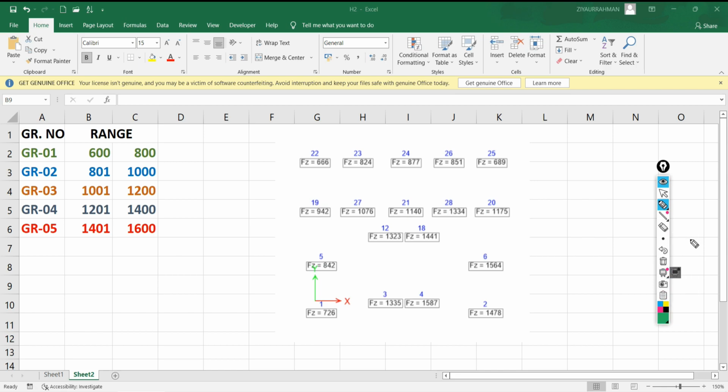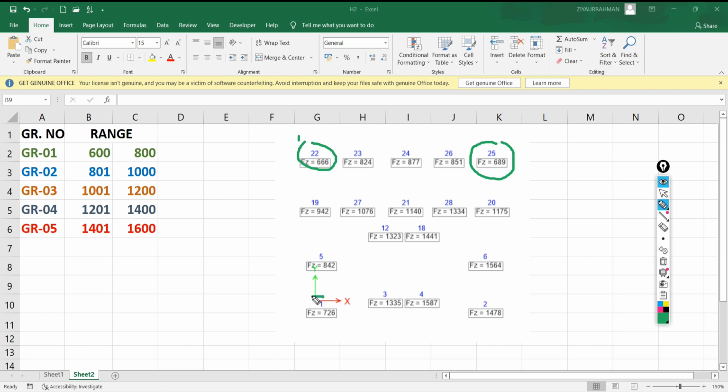So under this green, how many reactions will be? How many footings will be? From 600 to 800. This comes under the first group. Yeah, it comes in the first group. And this is what? 3 numbers.